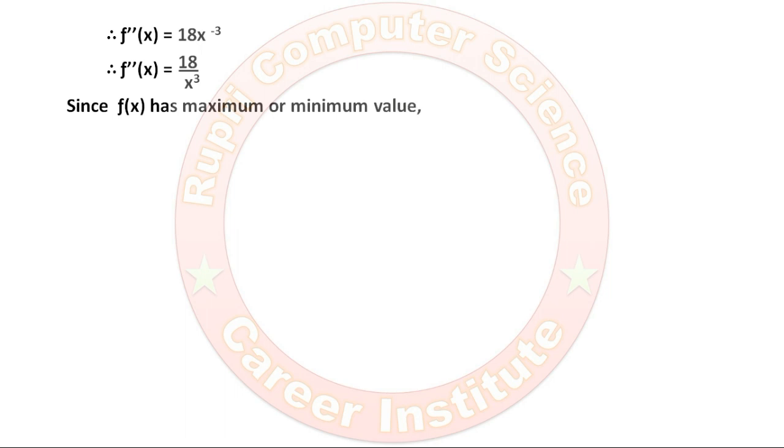Now, f x has a maximum value or minimum value, this is given in our question. To find the maximum or minimum values, we put f dash x equal to 0. Therefore f dash x is equal to 0. Now what does f dash x equal to 0 mean?